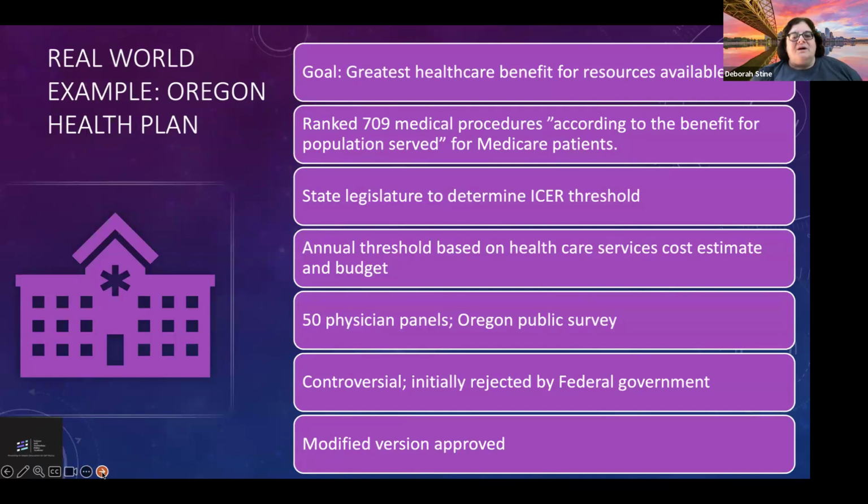Here's an example in Oregon, where they wanted to make the greatest healthcare benefits for the resources available. They ranked 709 medical procedures according to the benefits for the population served for Medicare. The state legislature determined the threshold. Then the annual threshold was determined based on healthcare services, cost estimate, and budget. They took input from physician panels and a public survey. It was controversial, so it got rejected by the federal government because it was about Medicare, but then it did get approved.